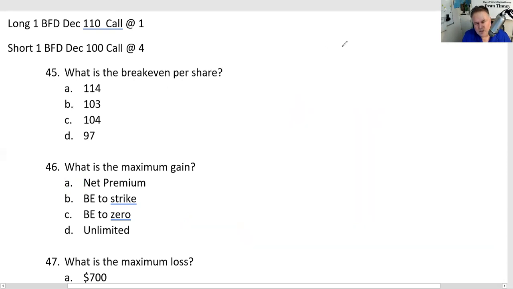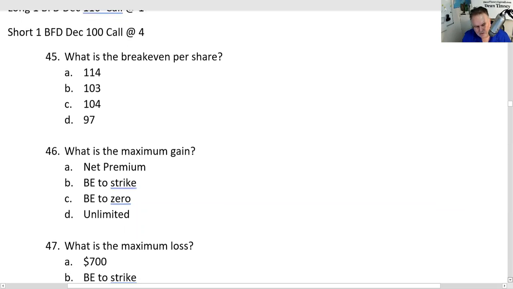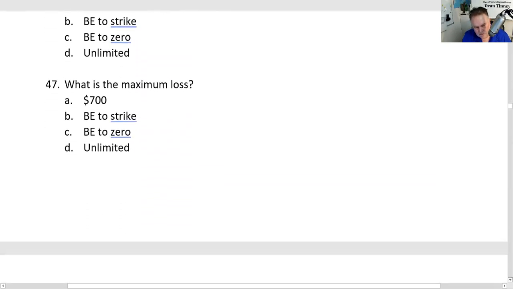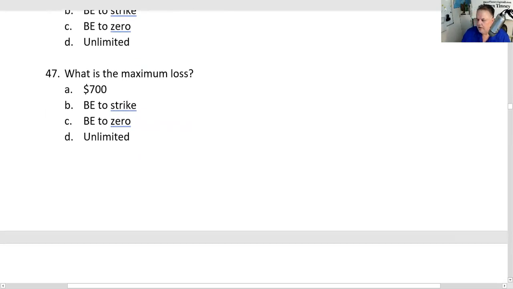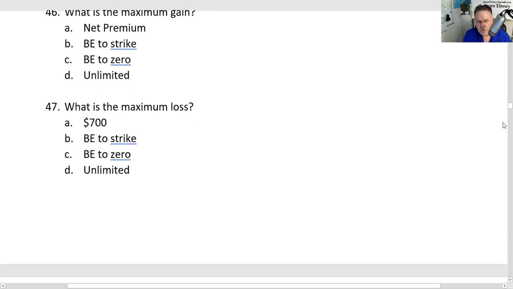Now, again, this is just an explication. So if it sounds like Dean is speaking some foreign language, I would highly recommend you go back and review this lecture. Now, the maximum loss: we said the gain and the loss always equal the difference in the strikes.